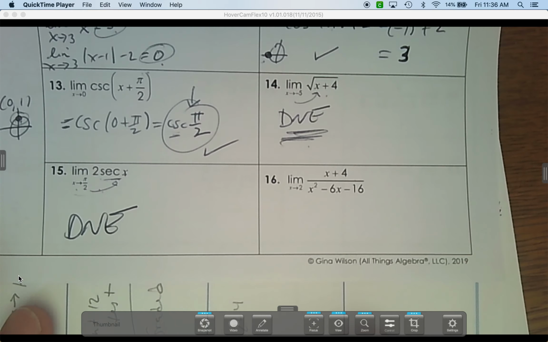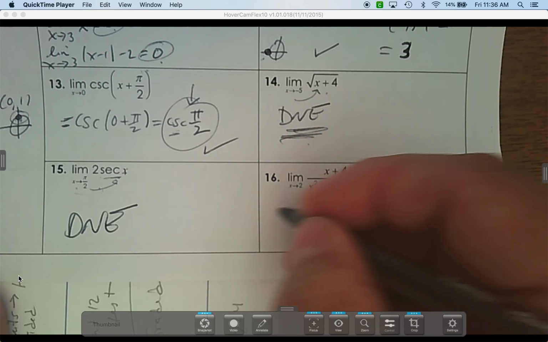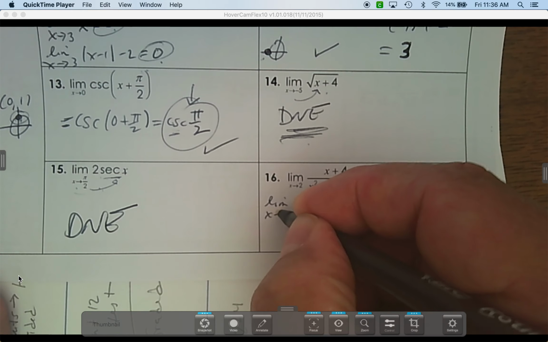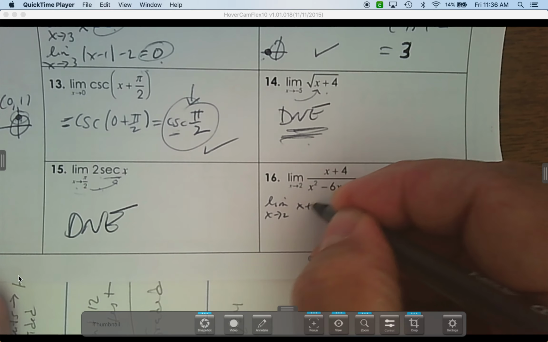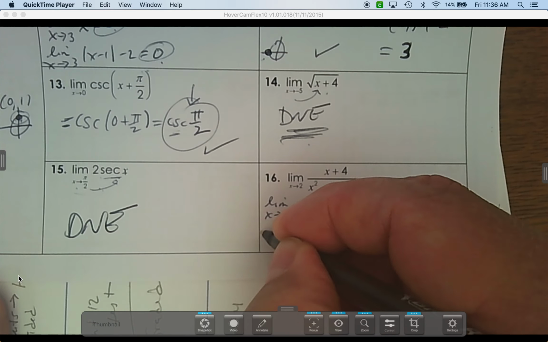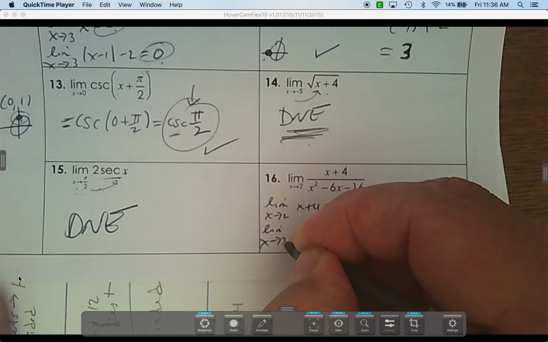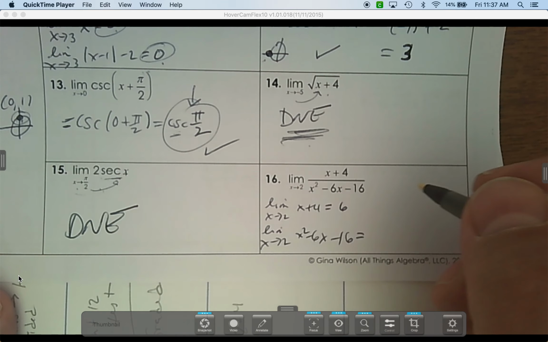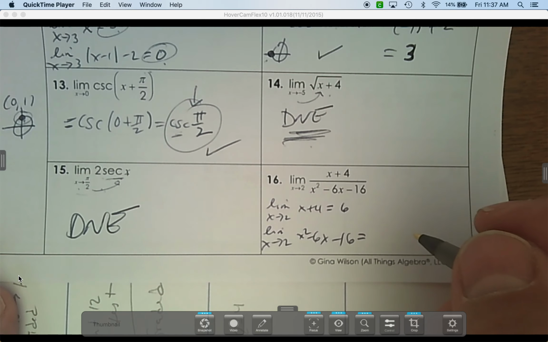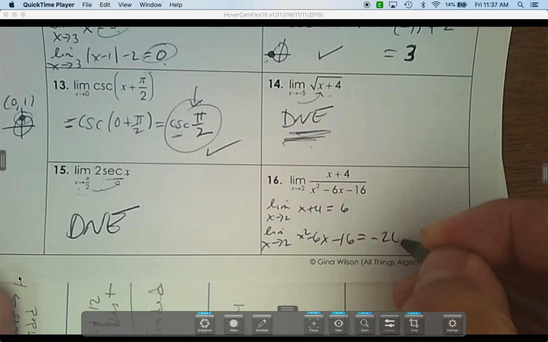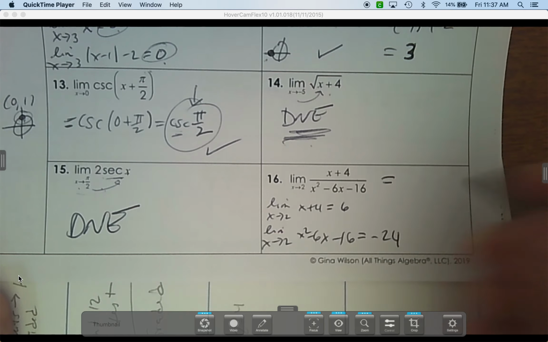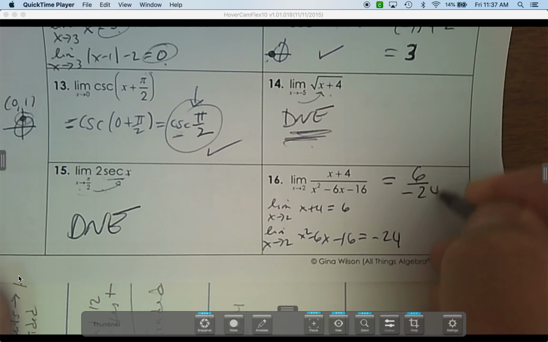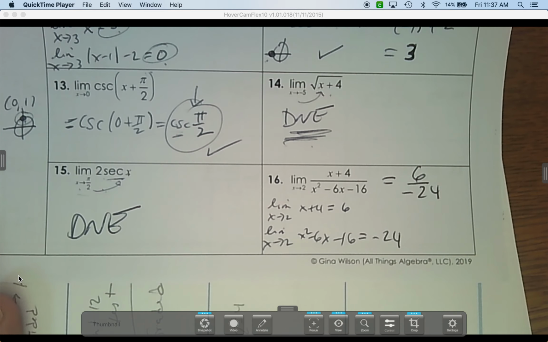16. So we're going to separate this into 2. So the limit as x approaches 2 for the numerator, that answer is 6. The limit as x approaches 2 for the denominator, that answer is negative 24. This does exist. So now I can go back here. I have no desire to simplify. 6 divided by negative 24, and that's your complete answer with full credit.